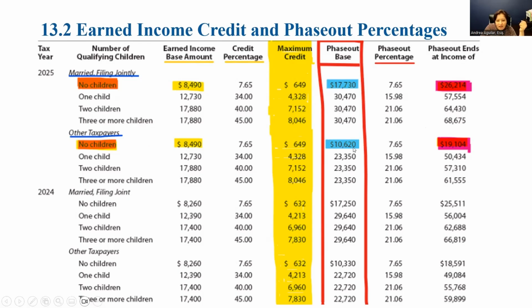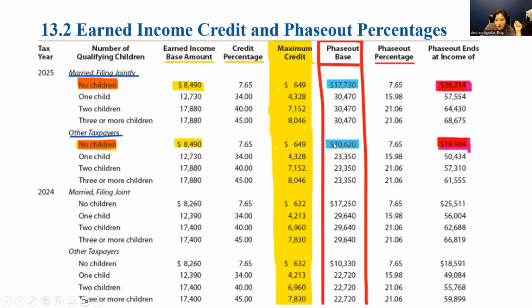Perfect. Here so far you're like, okay, why do we have these different numbers or lines if the numbers are the same? Yes, the numbers are the same so far, but the phase out base changes depending on your filing status and the number of your qualifying children. Okay, so here, as you can see, the numbers are not the same anymore.